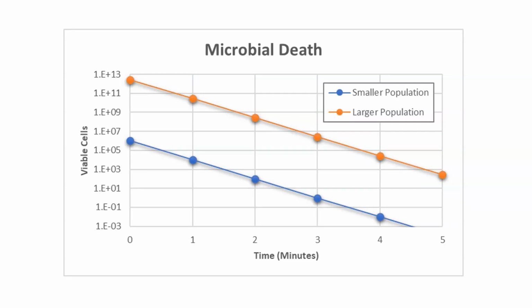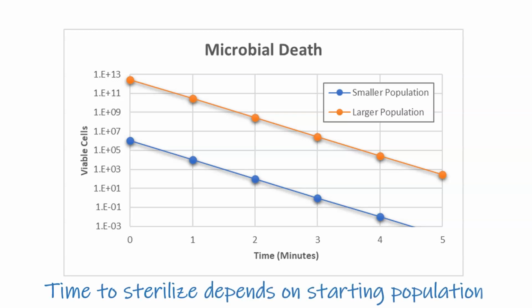Another factor that influences microbial death is the size of the starting population. Here we started with two different population sizes, one small and one large. The microbial death rate for this application is the same for both, and you can see that both of these lines have the same slope, but the time to sterilization for the line in orange, which is the one for our larger population, is longer, right? After 5 minutes with our larger population, there are still many organisms present in our sample. So the time to sterilize depends on our starting population.